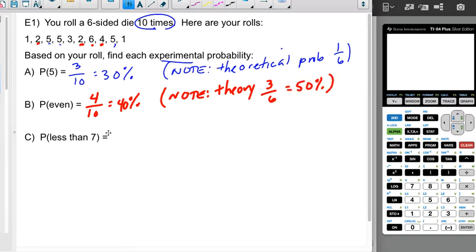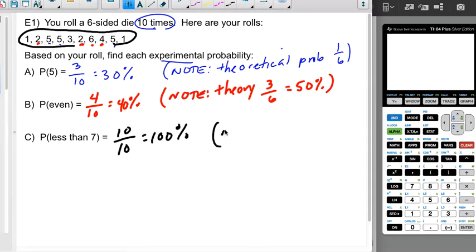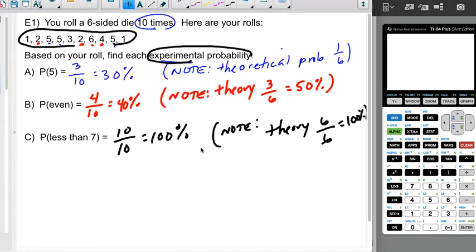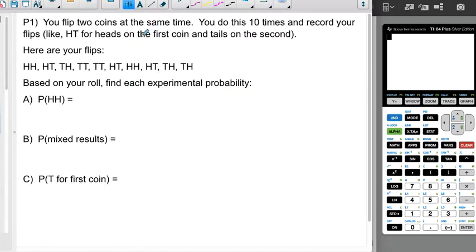So just to be clear, the experimental probability is often not the same as the theoretical probability, and that's fine. The probability I get less than a 7. Well, every one of these numbers is less than a 7, because there's no 7 on the die, and 6 is the biggest number. So that's 10 out of 10, or 100%. And that one is the same as the theoretical probability. The theory is also that all 6 sides are smaller than the number 7, so that's also 100%. So sometimes the theoretical probability is the same as the experimental probability, but not always. And here, again, I only asked you for the experimental. I just wanted to compare and contrast the two. All right, so P1.